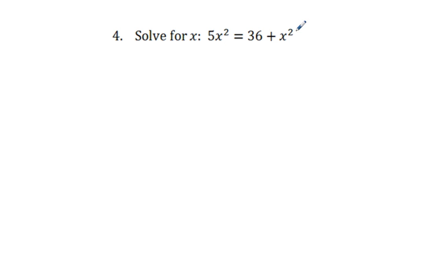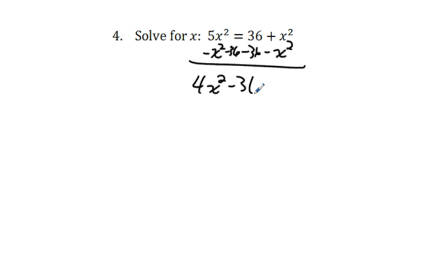All right, this one's a little bit more direct. Let's go ahead and solve it. I got to get it equal to 0, just like my last one. So I'm going to subtract x squared from both sides. And I'm going to subtract 36 from both sides. And so we get 4x squared minus 36 is equal to 0.